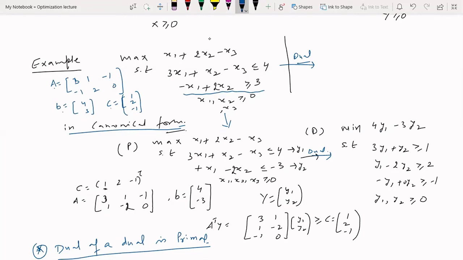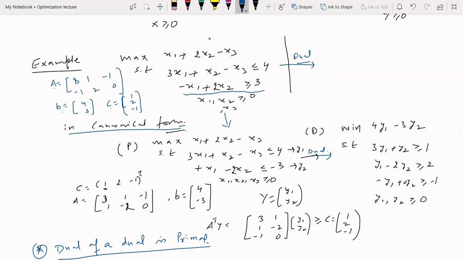But here you can see the right hand side is 1, 2, minus 1. C vector is 1, 2, minus 1. But C vector should be, yeah, it's 1, 2, minus 1. There is no problem in C vector. But in the transpose matrix, you see it is 3, minus 1, 1, minus 2, wherever it has 1, comma 2, and in the third constraint minus 1, 0. So I have some change in the second constraint also. So how to restore this change?